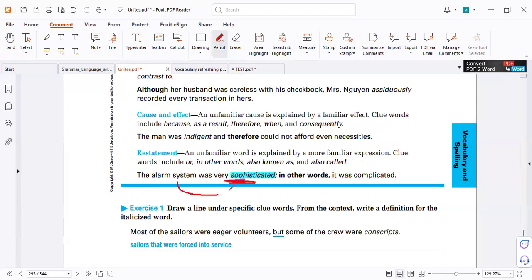If something or someone has a lot of knowledge, what does it mean? Like that, the system. System is a noun. This adjective describes the noun. That's why I tell you, when you find the adjective, find what it describes. The system is sophisticated. So the system has a lot of knowledge. What does it mean? Complicated, complex. It's not easy to understand. You need to prepare a lot of study to understand it.